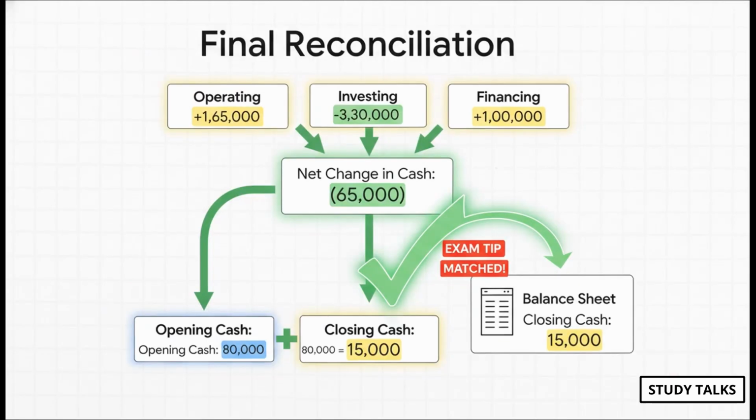And now for the most satisfying part of any cash flow problem, the final reconciliation. This is your moment of truth. We take the net cash from all three activities, add them up, and find we had a net decrease in cash of $65,000 for the year. We add that to our opening cash of $80,000, and we get a closing balance of $15,000. Then you flip to the balance sheet in the question, and if it matches the closing cash balance given, you've nailed it. It's your built-in self-check in the exam hall.